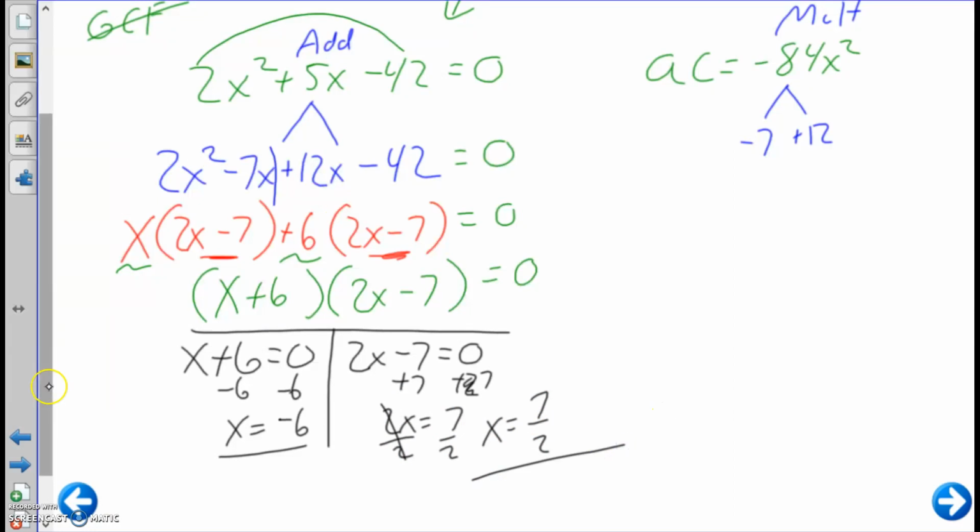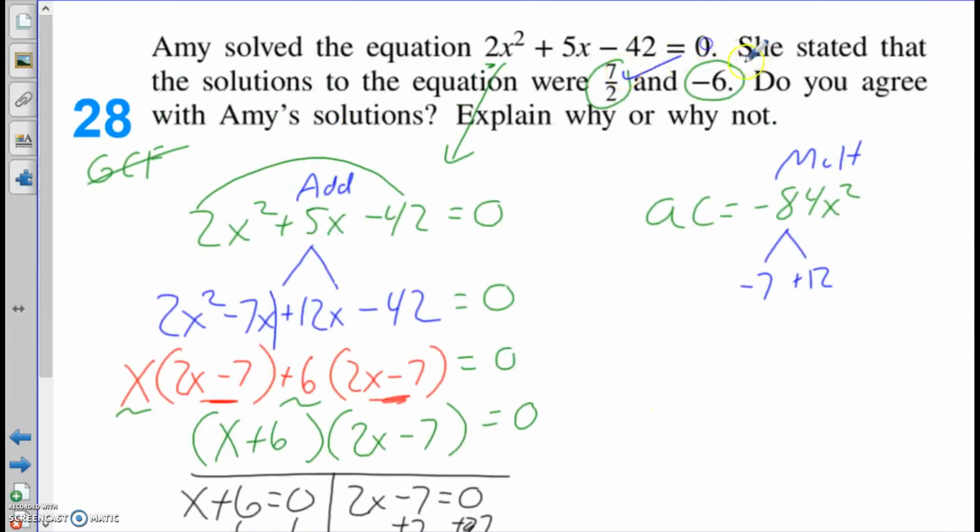And so was Amy right? -6 and 7 over 2? Yes, she was. So do you agree with Amy? You just say yes. Those are the solutions. I'm surprised it says explain here and not justify, because I think we justify it by just showing the work. But explain means why you want to, in words, what you would write here.